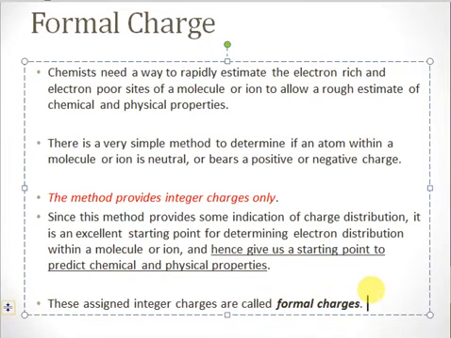So we take a molecule or an ion, make some simple calculations, and get some integral charges. If the charge is 0, it means that the atom in a molecule or ion is neutral. If we get a positive integral charge, that atom is electronically deficient. And if we get a negative value, that atom in a molecule or ion will be electronically rich. These integral charges are known as formal charges.